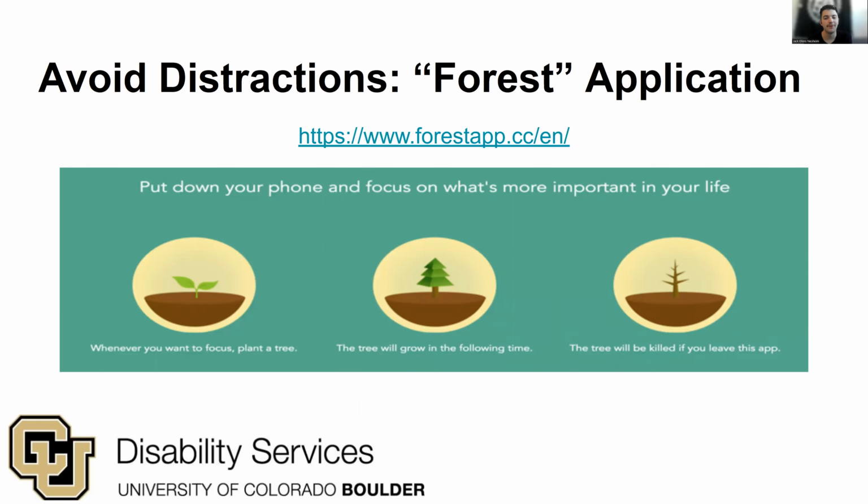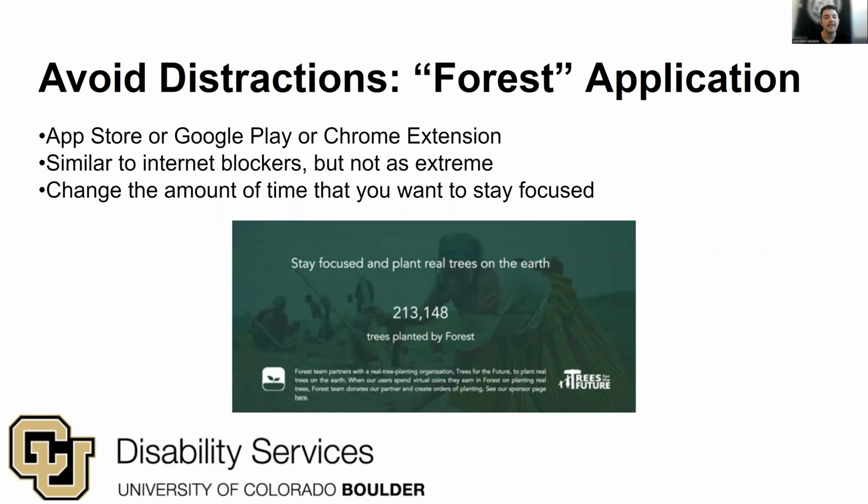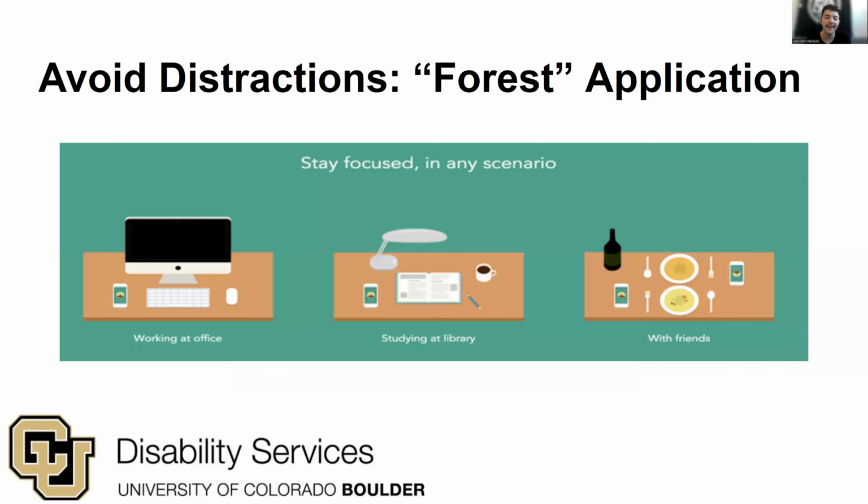One creative solution to avoiding distractions on your phone, especially, is the Forest application. When you want to focus, open the app to plant a tree, and the tree will grow as long as the app is open. If you close out or leave the app, the tree will die. This is available in the App Store, Google Play, and as a Chrome extension. It functions similarly to internet blockers, but not quite as extreme. It also allows you to change the amount of time you want to stay focused, and you can use it to stay focused in a variety of situations.